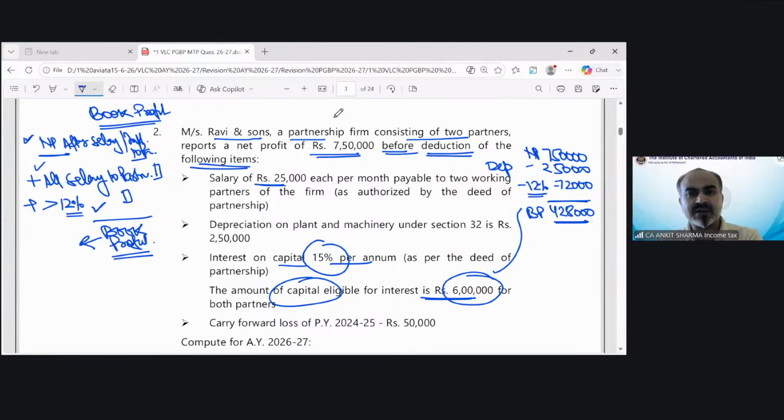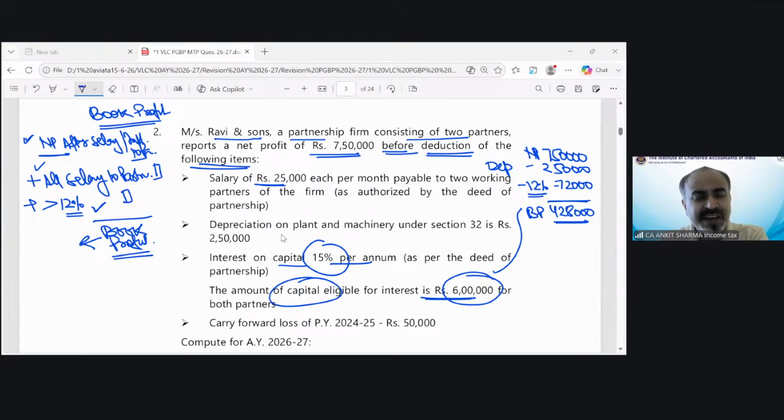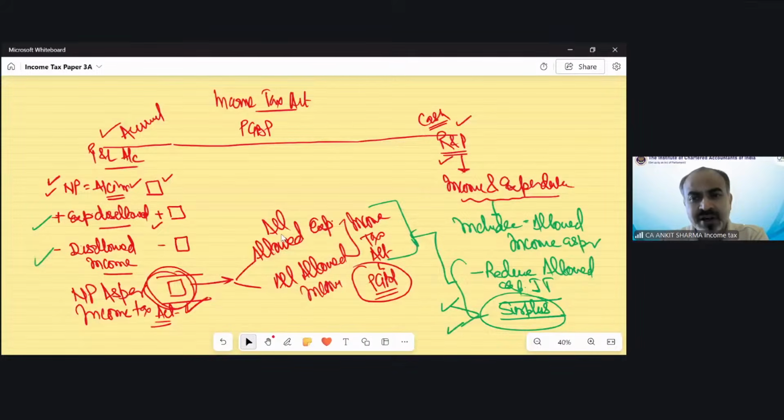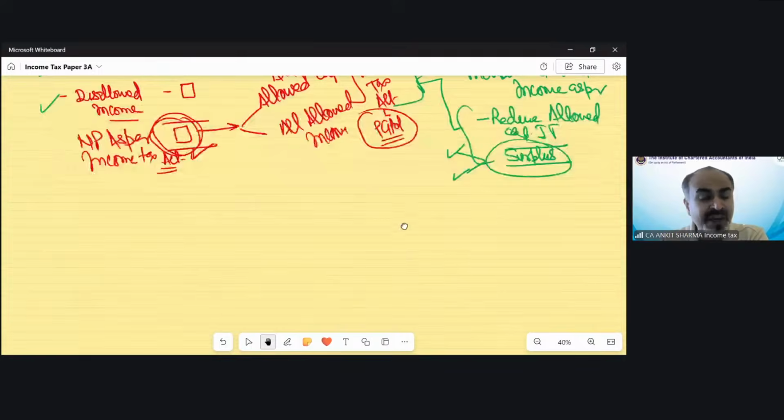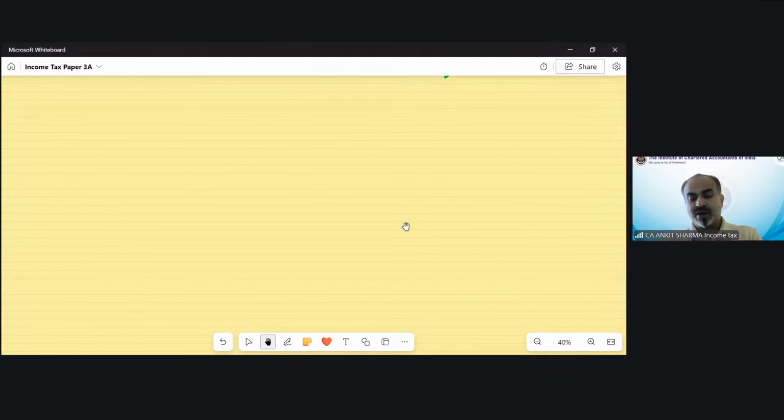So I'll tell you in a detailed provision with the help of a diagram, because this is really confusing in the examination, how we need to calculate the book profit. So the examiner can make you confused by framing a question. Let me tell you, there can only be two situations in case of a partnership firm.